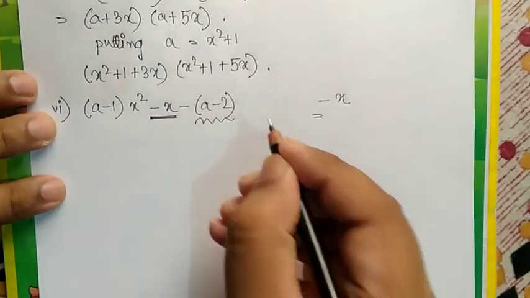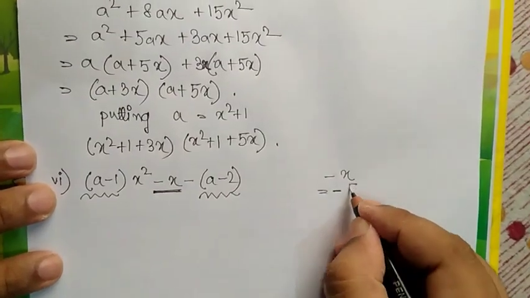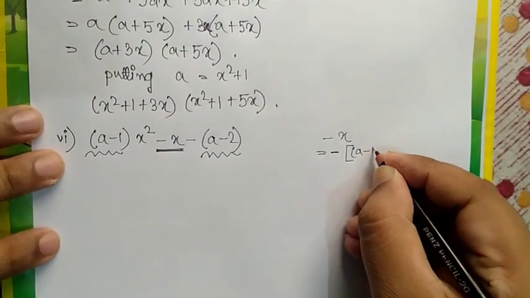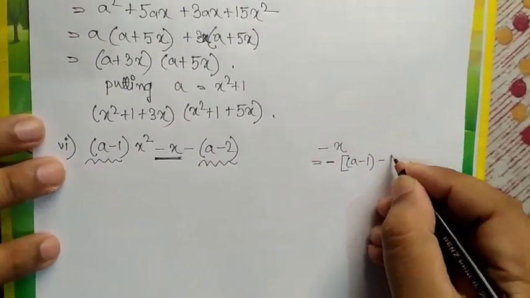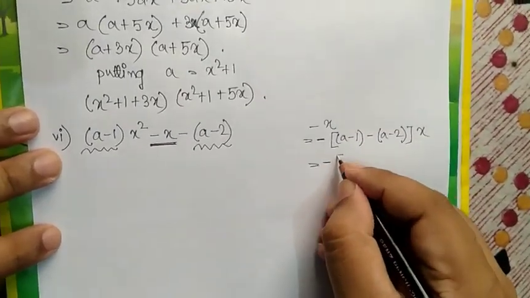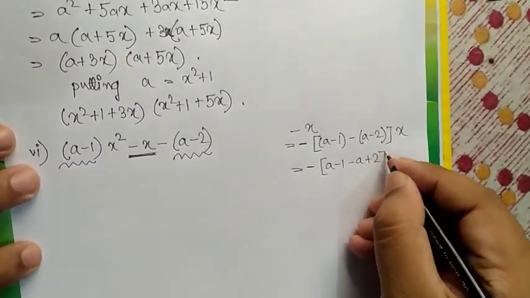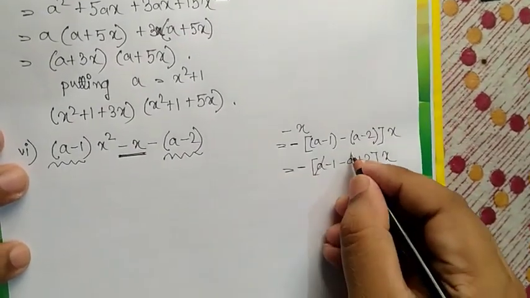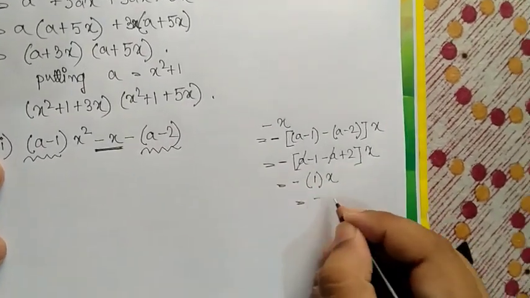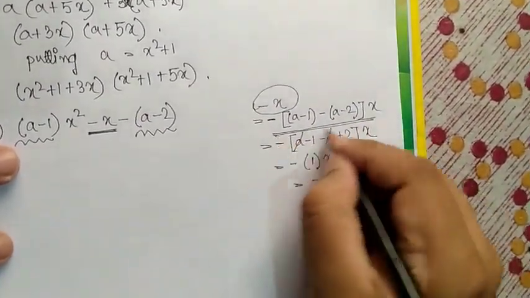Now this is one of the factors, a minus 2, and this is one of the factors, a minus 1. So therefore, can we write this in this formation: a minus 1 minus a minus 2, x? Because if we open this bracket, a minus 1 minus a plus 2 into x, minus 1 plus 2, 1x, equal to x. So from x we can write it in this formation.